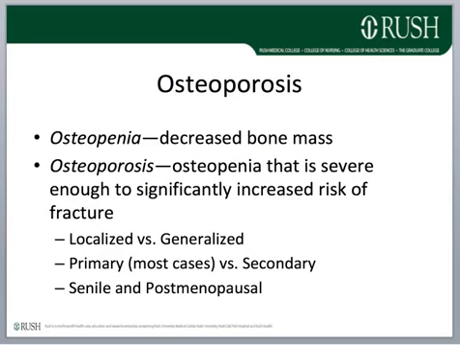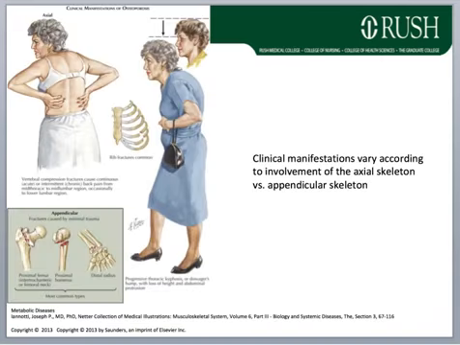Of the primary forms of osteoporosis, this can be, quote, senile or due to aging, or it can be postmenopausal in women. The clinical manifestations of osteoporosis vary according to what part of the skeleton is involved. So with involvement of the axial skeleton, you get formation of kyphosis, shortened stature, sometimes back pain or rib fractures.